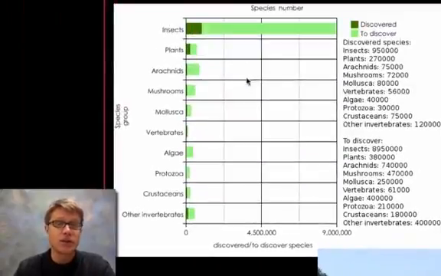And I love this graph over here. What it shows you essentially is how many species we have on our planet and how many of those we've actually discovered and how many scientists think we have yet to discover.